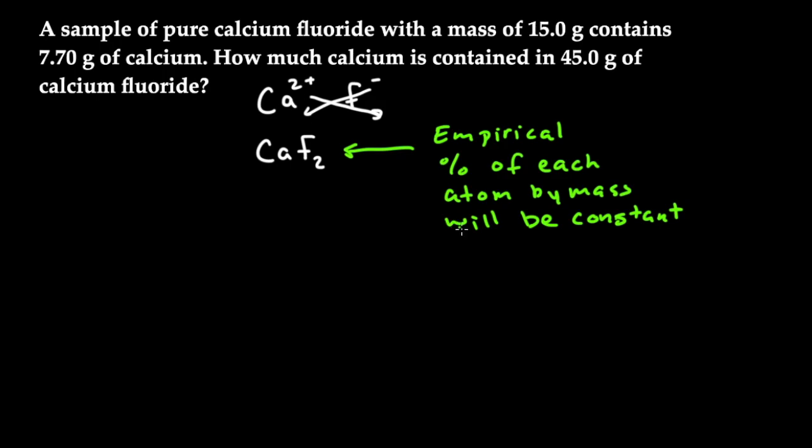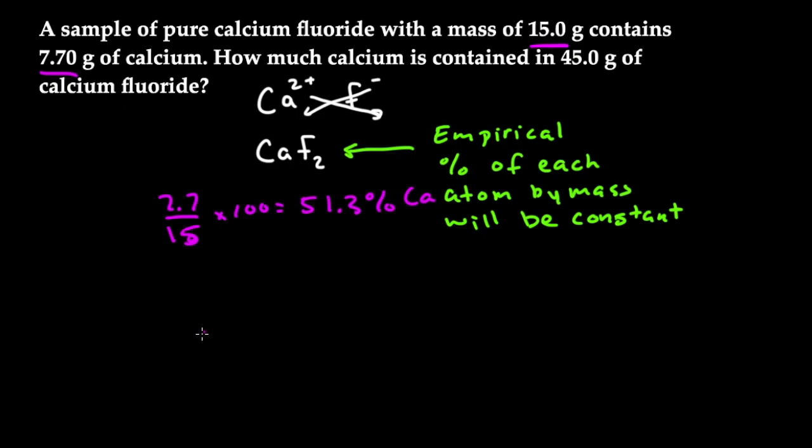And so what we can do here is say, what is the percentage of Ca that we have in this sample right here that's got 15 grams and 7.7 grams of calcium. So the total is going to be 15, so I'm going to put 7.7 grams of the calcium over 15 for the total. And if we do that times 100, we'll get the percent of the calcium. So that's going to be 51.3% by mass of the Ca.